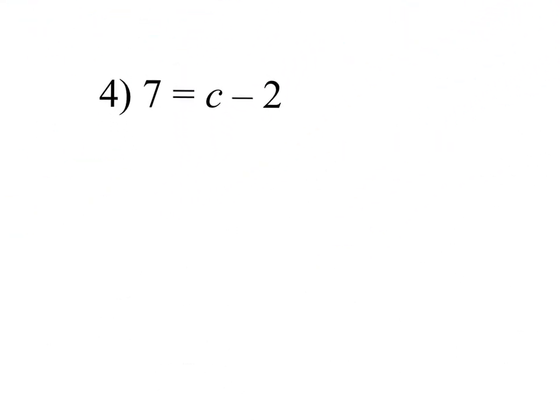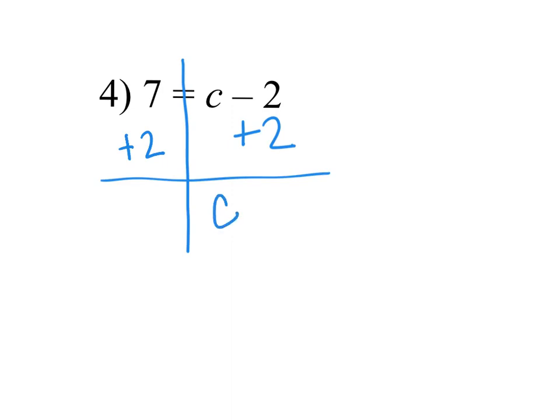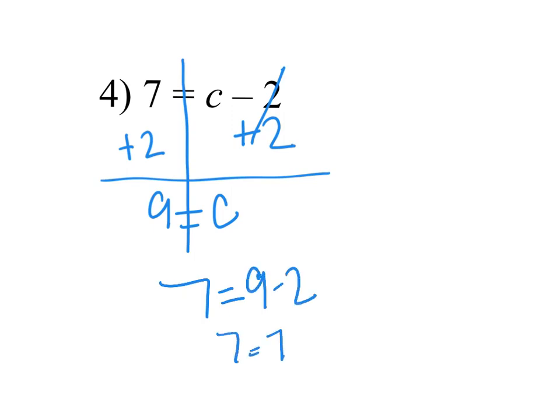Okay, so drawing my line, solving for C. What's the opposite of minus 2? Plus 2. So plus 2 over here. C equals 9. Let's check it. 7 equals 9 minus 2. Yep, 7 equals 7. Checked it out. It worked.